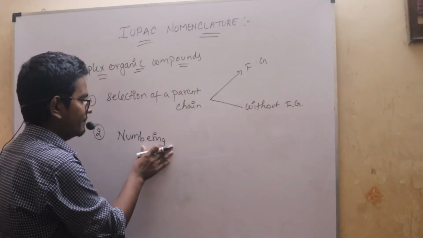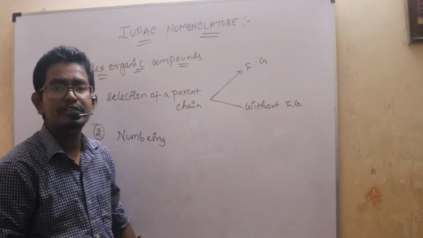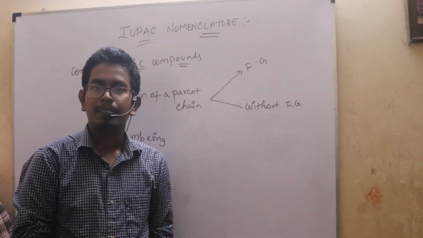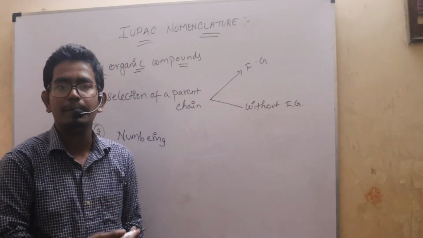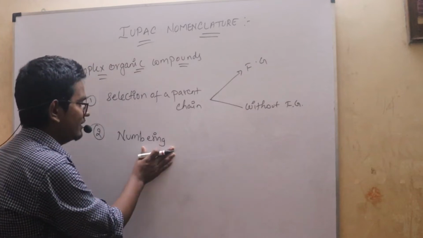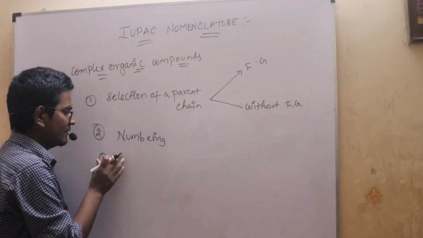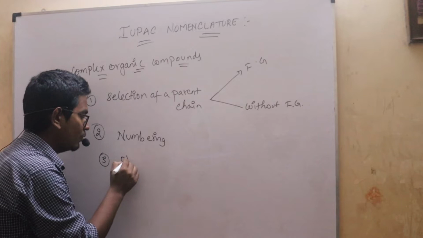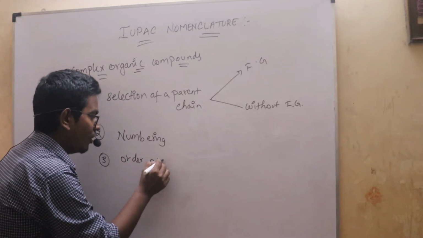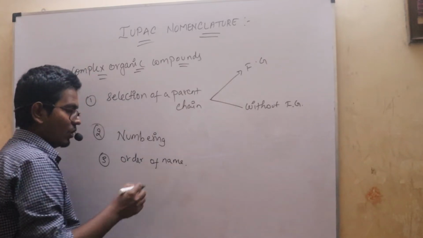In which way should we number? We will learn that. And the third step is to know the order of names, how we should write the name. What is the order of that?